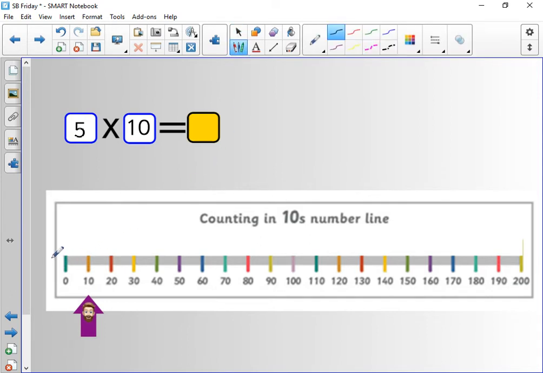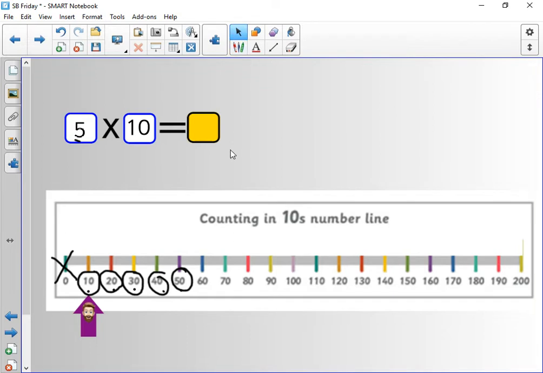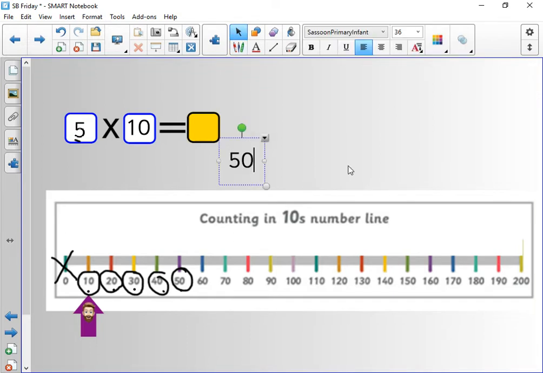And we're going to circle the 0. I'm going to circle the first 10. There's 1 10. How many 10s do I need? That's it, 5. 2, 3, 4, 5. My calculation says 5 10s. I've got 5 10s. 1, 2, 3, 4, 5. And my answer is 50.